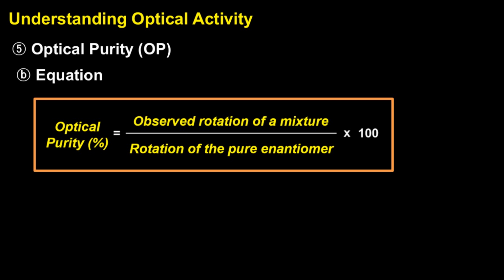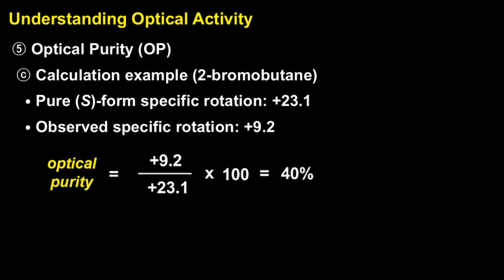Here's how the formula works. We take the observed rotation of the mixture, divide it by the rotation of the pure enantiomer, and then multiply by 100 to get a percentage. This percentage shows how much of the mixture's optical activity remains after canceling out the racemic part. It basically tells us the net optical contribution from the excess enantiomer.